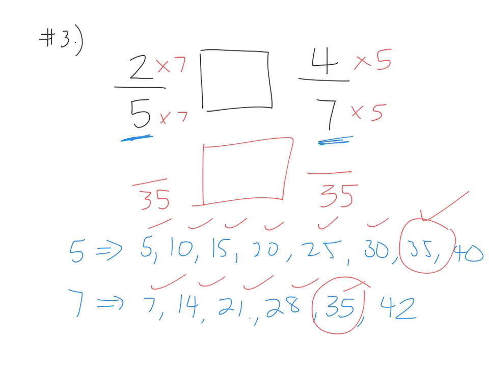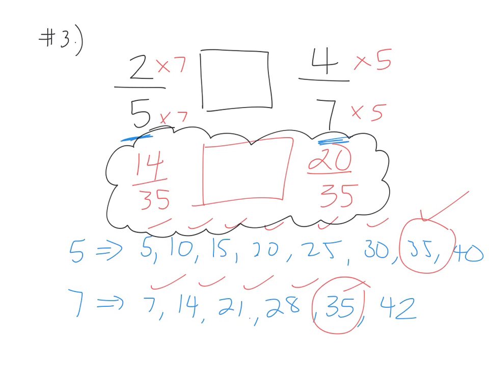Good. So 2 times 7 is 14. 4 times 5, 20. Now, is this easy to compare? 14 out of 35 and 20 out of 35. 20 is bigger. 20 is larger, so 14 out of 35 is less than 20 out of 35.